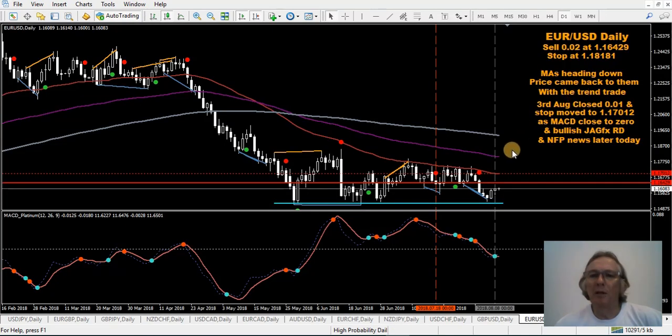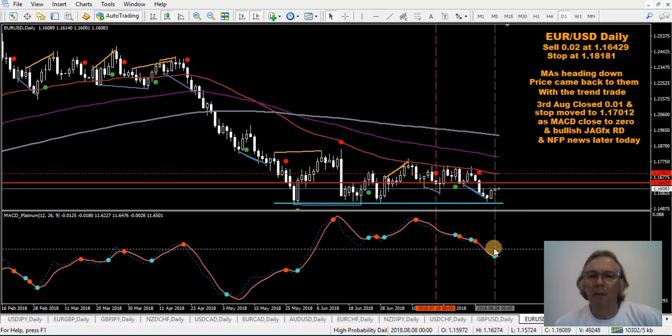Euro USD. All I did this morning was close my remaining sell trade. So I was in a sell from back here, meandered around a bit, gave me bullish JAGfx RD, bounced off this support level here. You could even possibly call it a triple bottom, depends which way you want to look at it, but it's certainly a support level of some sort.